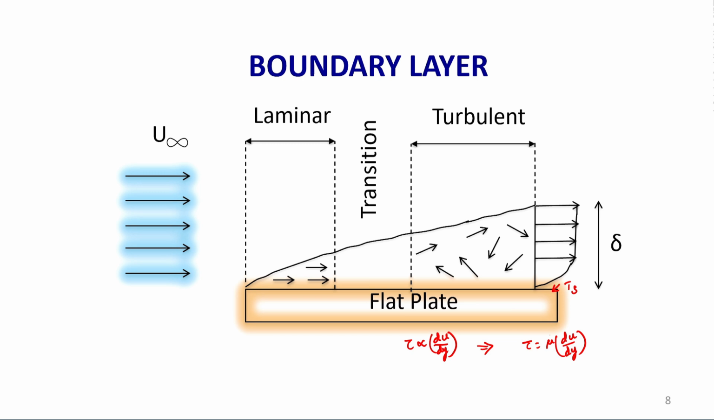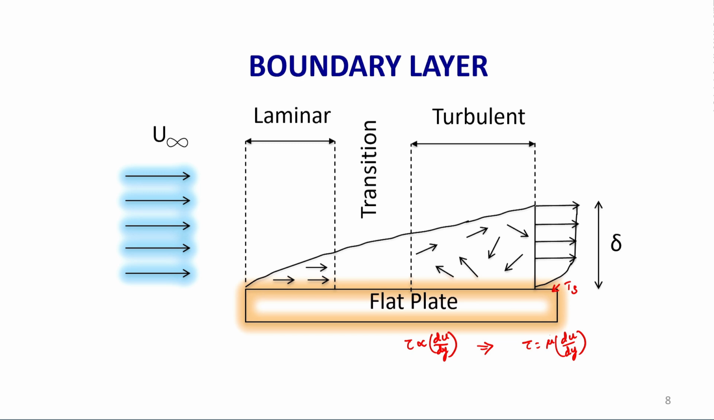Tau is the shear stress, mu is the dynamic viscosity of the fluid, which is multiplied by du by dy. That is, this is the velocity gradient: the change in velocity with respect to the distance, not the horizontal distance, but in the direction normal to the flow. So, that is why I have taken dy. So, this is dx, this is dy, this is x, this is y.